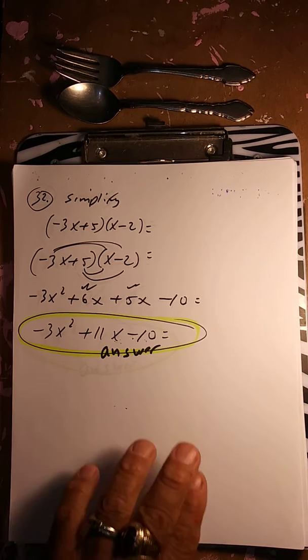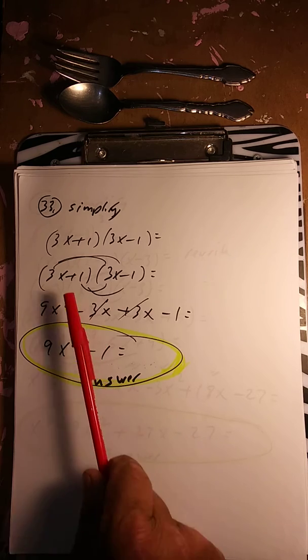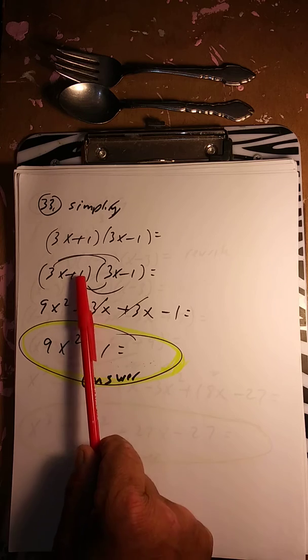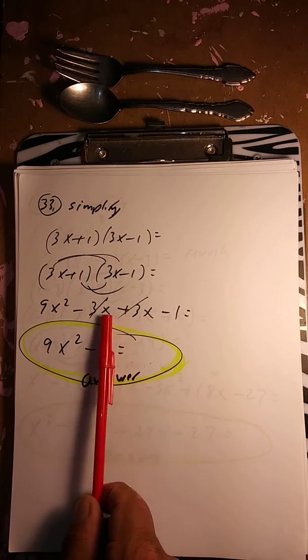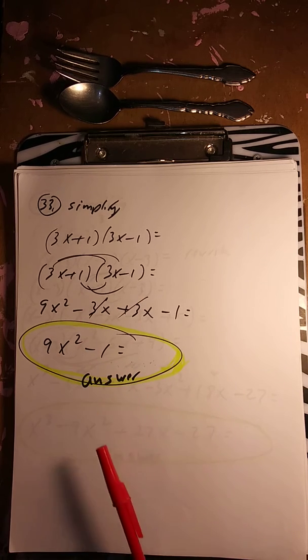Alright, next one. Simplify this. Same thing, multiply it out. So we're going to do 3x times 3x, 9x squared. 3x times negative 1, negative 3x. And that turns out is 3x. 1 times negative 1 is negative 1. Notice that 3x minus 3x, different signs, cancel out. So we have 9x squared minus 1 left over.